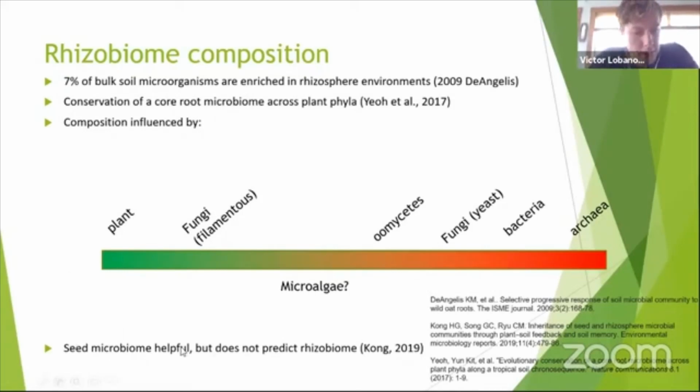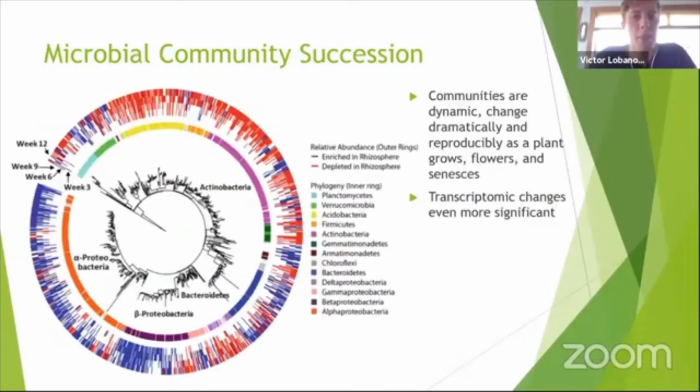And also I just want to mention that the individual seeds have their own microbiome that the plant prepares for the next generation. It's kind of like a starter kit. And they are definitely used by the plant, especially as the seed is germinating. However, they do not predict the rhizobiome that will eventually form. So eventually, once the plant becomes a bit more mature, it starts selecting its own community anyways.